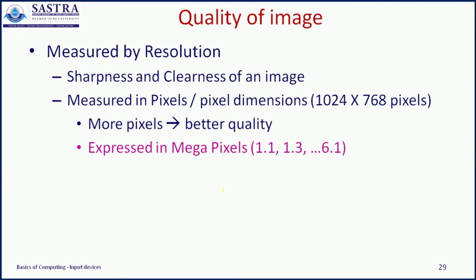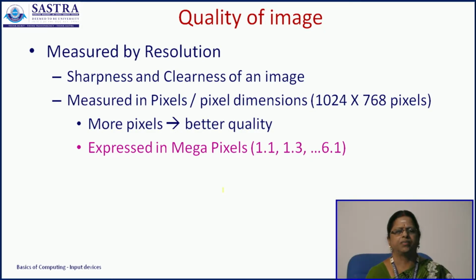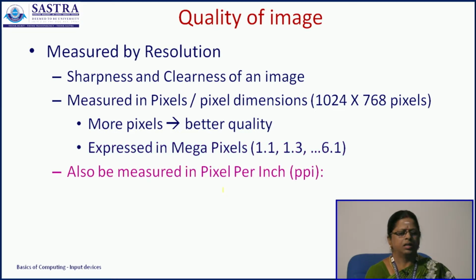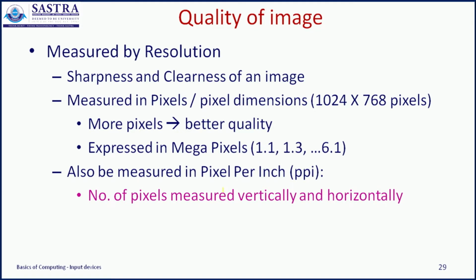Normally, the picture quality is expressed in megapixels. When you want to go and buy a camera in a shop, we say this much megapixel camera. The resolution can also be measured in pixels per inch. We call it PPI. It is the number of pixels measured vertically and horizontally.